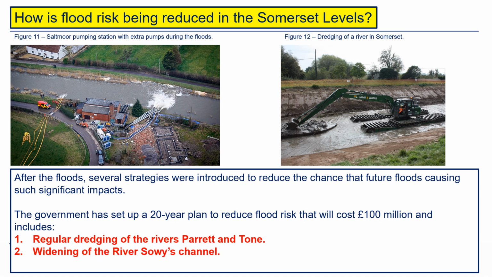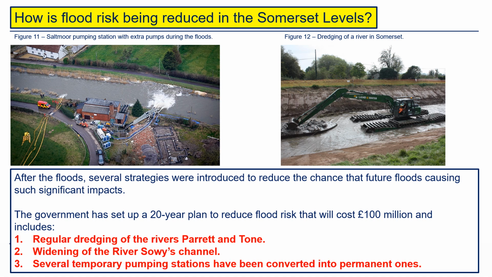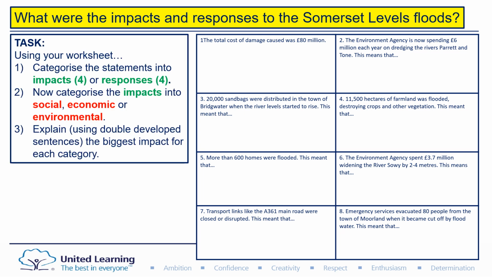They're going to widen the River Sowy, so by widening the river, again it means the carrying capacity increases, reducing the chance of flooding. And several temporary pumping stations have been converted into permanent ones, which means if there's need to pump out water during the flood, water can be removed from the area, reducing the risk of damage to homes and businesses.